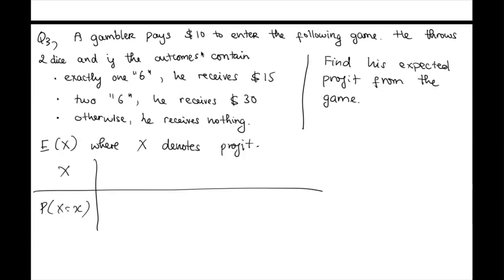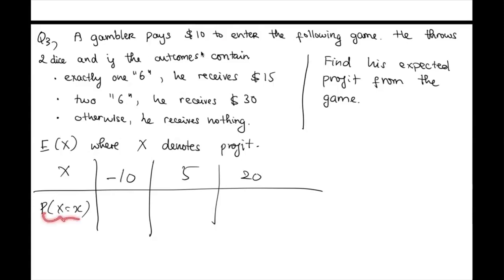Okay, if we think about it, if he receives $15, then what is the profit that he got? He has to pay $10 to enter the game, right? Which means his profit is 5. Similarly here, if he received $30, then his profit is 20. And if he received nothing, it means his profit is -10. He actually lost.